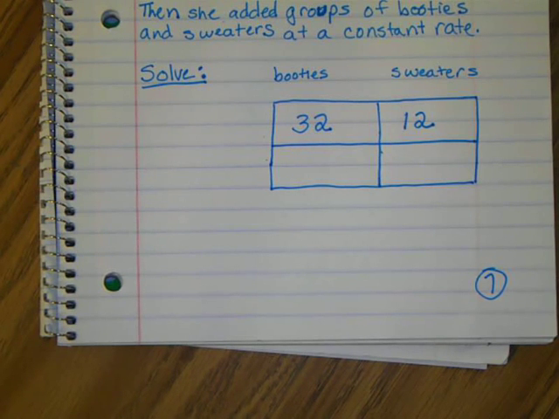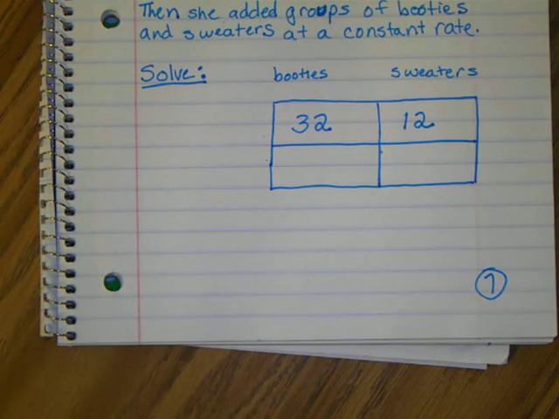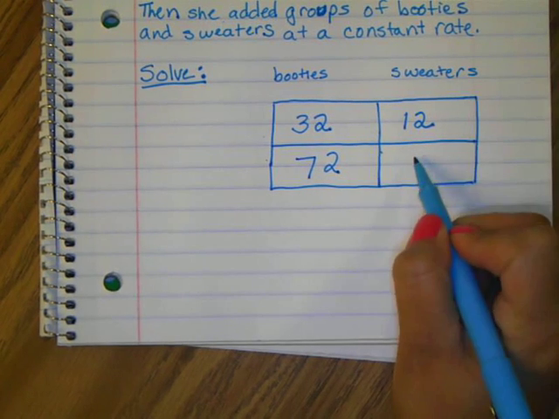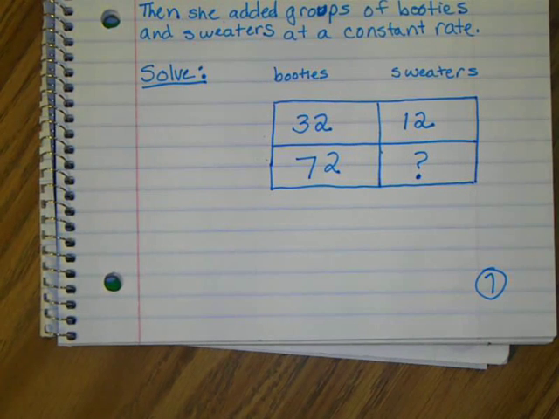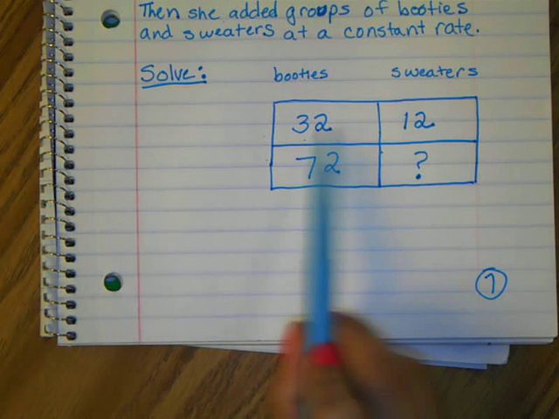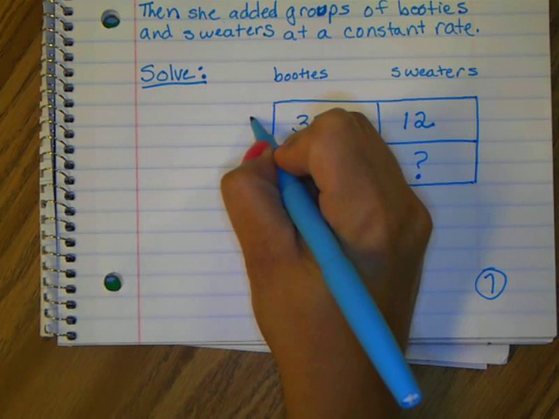Now the last question of the problem says, how many sweaters will she have when she has 72 booties? So what do I put down here? Finn. 72. And do I put under booties or sweaters? Yes, booties. So 72. So we're trying to figure out this box right here. So I'm going to start out and I'm going to say to myself, what do these two numbers have in common? What factor? Tell me.